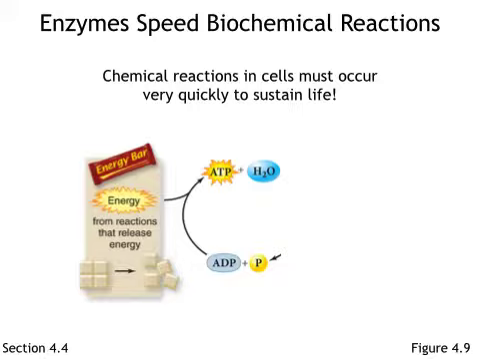Okay, so now let's look at enzymes. Enzymes are proteins which speed up biochemical reactions. And these chemical reactions in cells must occur very quickly in order to sustain life. So if you think about it, each cell is performing hundreds, if not thousands, of chemical reactions, and they have to do them super quickly.